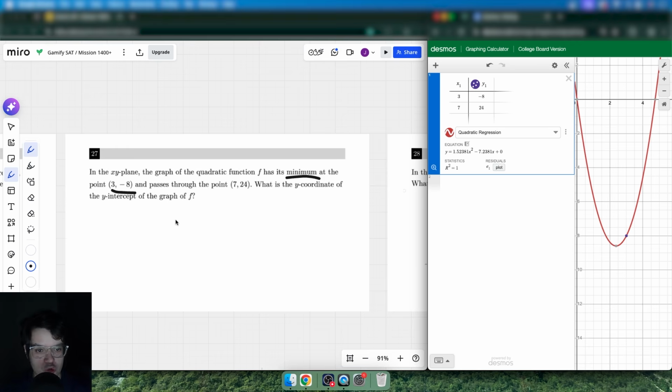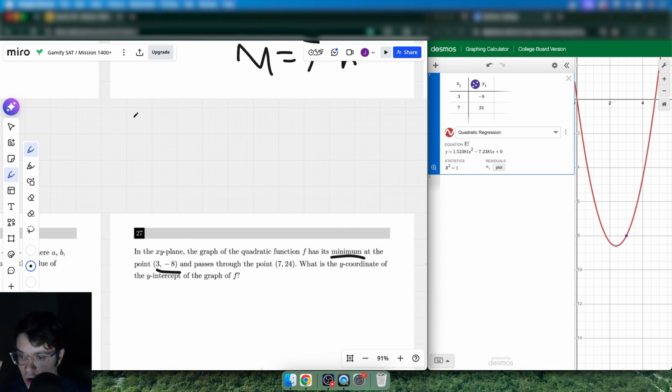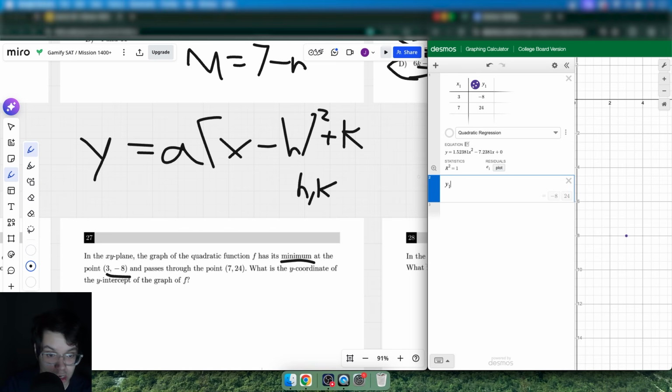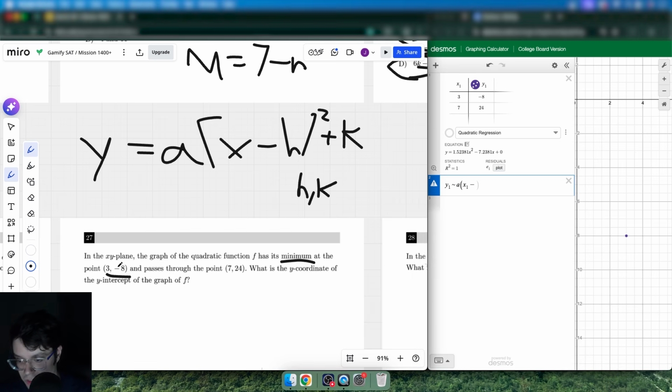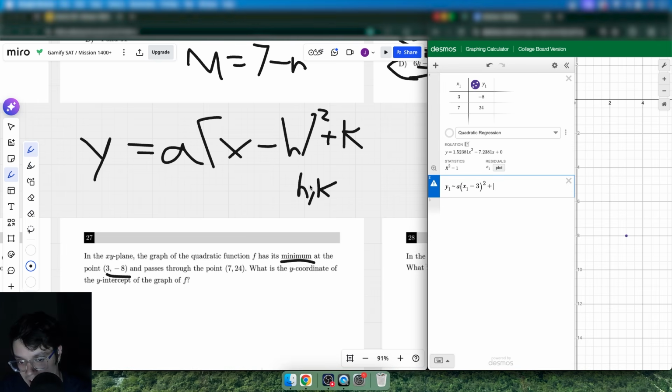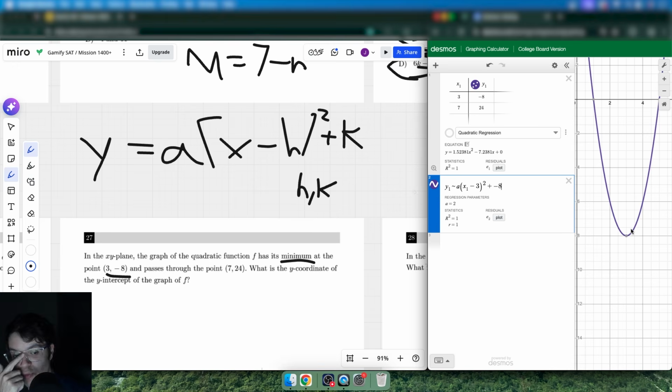In order to basically force the minimum value to be a certain thing, we have to use the vertex form equation. If I took this exact equation, y equals a times (x minus h) squared plus k, (h, k) here is referring to the vertex, aka the minimum or the maximum of the quadratic. So we can use this to force the value to be where we want it to be. We can say y1 equals a times (x1 minus 3) squared, and then plus the k value, which would just be -8. Now we've basically forced it to do our bidding, so to speak. So we have (3, -8) as the bottom point of this quadratic.